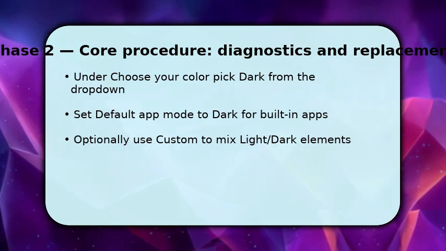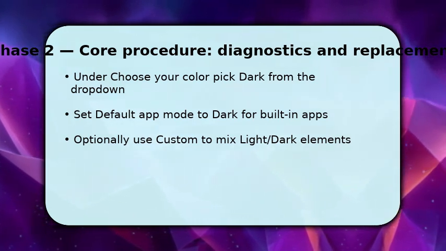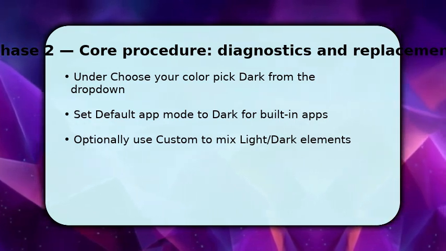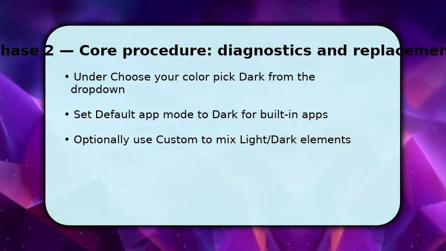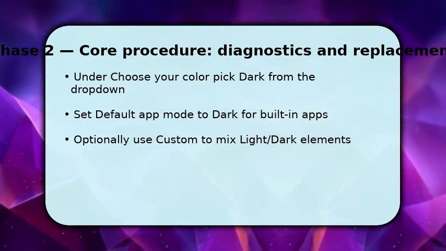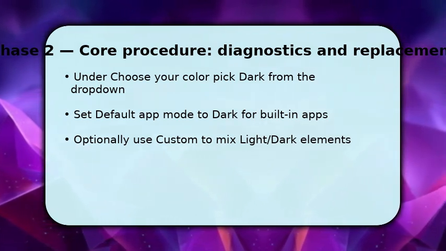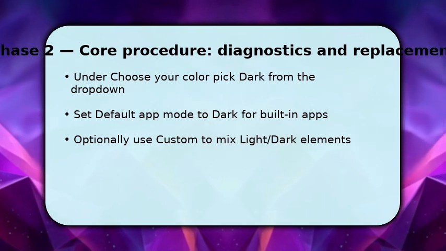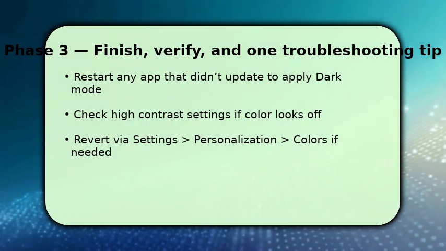You can also select Custom to set Windows Light and Apps Dark, which is useful if you want the taskbar lighter than apps. Make sure to scroll for accent color if you want contrast. Changes apply immediately, so test a few apps to confirm behavior. Complete the change by restarting apps because some need a relaunch to pick up dark mode.